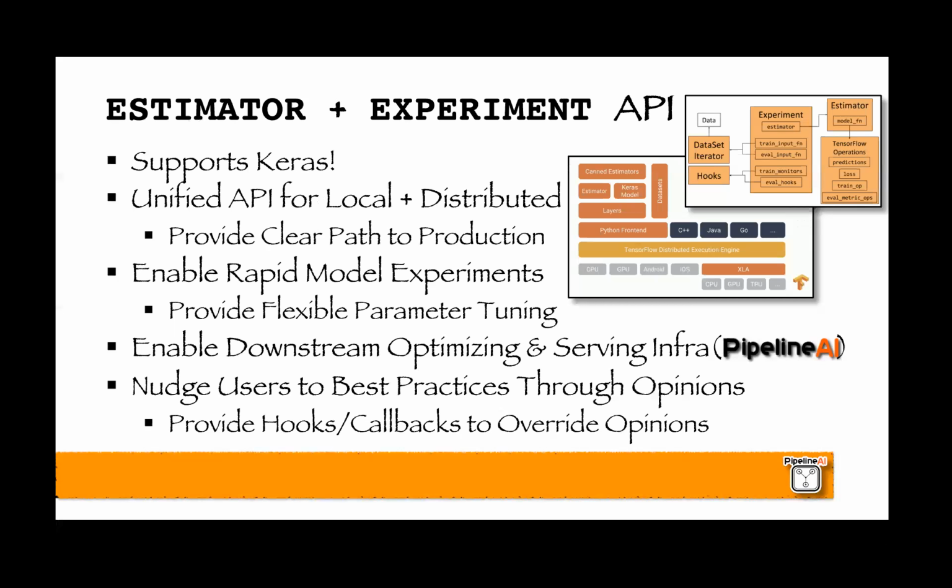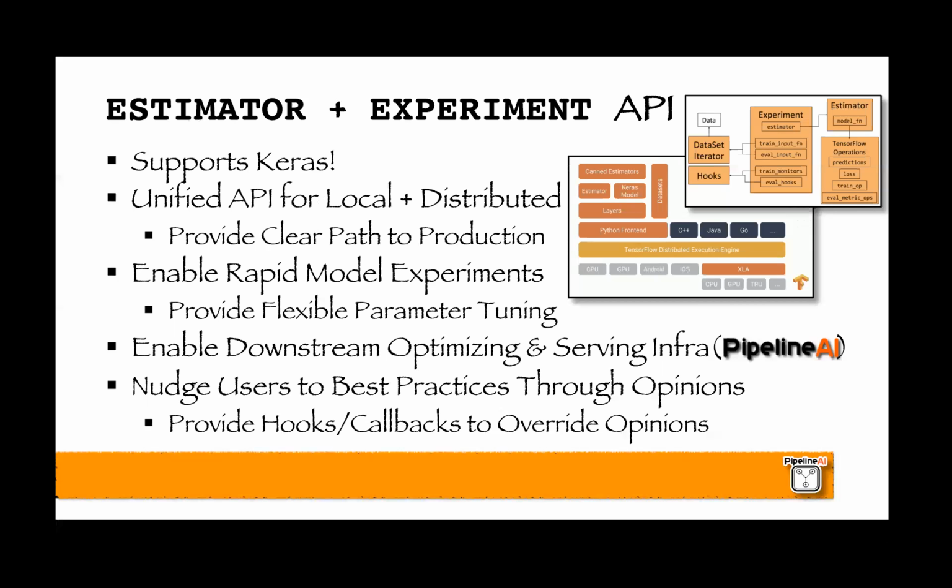Also, this estimator API really opens up downstream optimizing and serving infrastructure, which is the exact space that Pipeline's in. What we struggled with even as recently as a couple months ago, before we switched everyone over to the estimator API, or said differently, all new projects that we're getting involved in have the estimator API, was that we had to do all these weird things where we were splitting people's code up so that it could run in a distributed manner. That's essentially what the estimator API does.